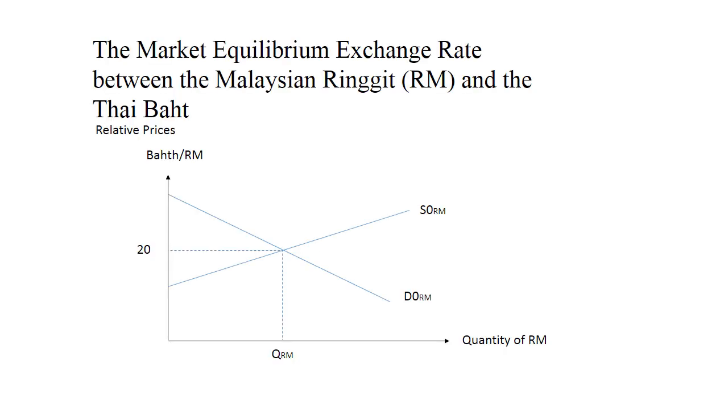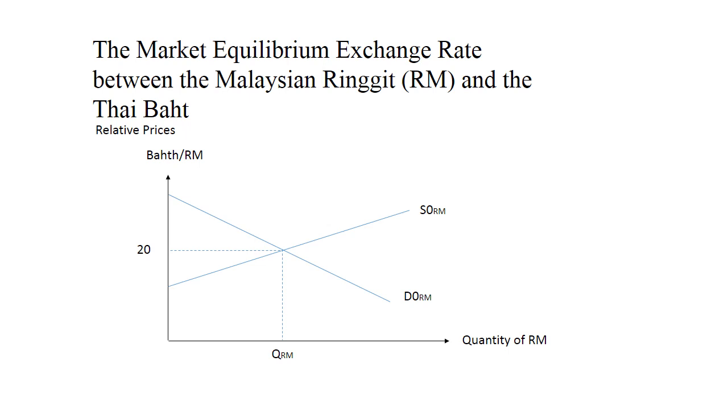Now we are going to look at how relative prices can influence the market equilibrium exchange rate between the Malaysian ringgit and the Thai baht. Suppose that the price of domestic goods increases due to inflation in Malaysia and the price of goods remains unchanged in Thailand.